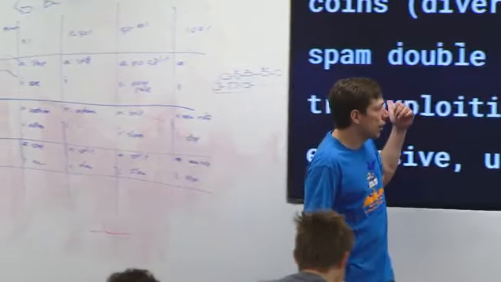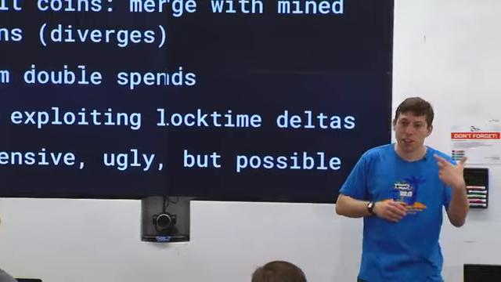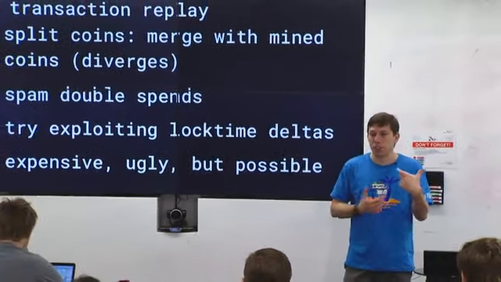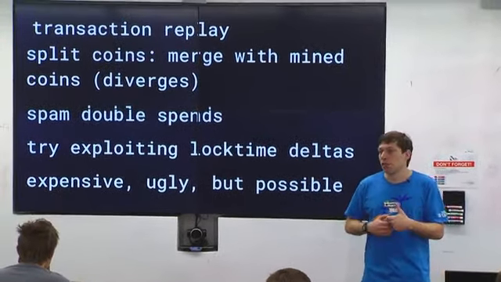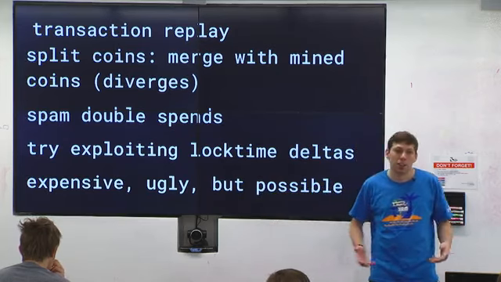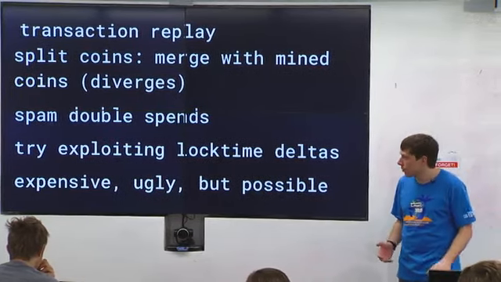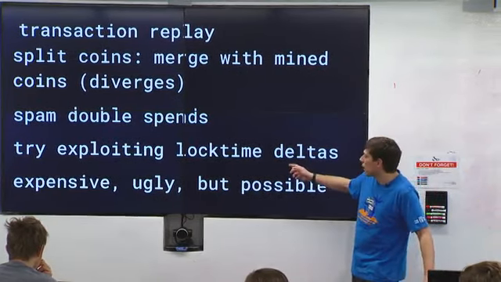Another thing you can try doing is just spamming double spends. I'm going to send to this address. I make a transaction: Alice pays Bob. I also make a transaction: Alice pays Carol. I just spam one, send one to one place, one to the other, and hope they get in. Eventually, they'll start diverging, right? Just by chance.